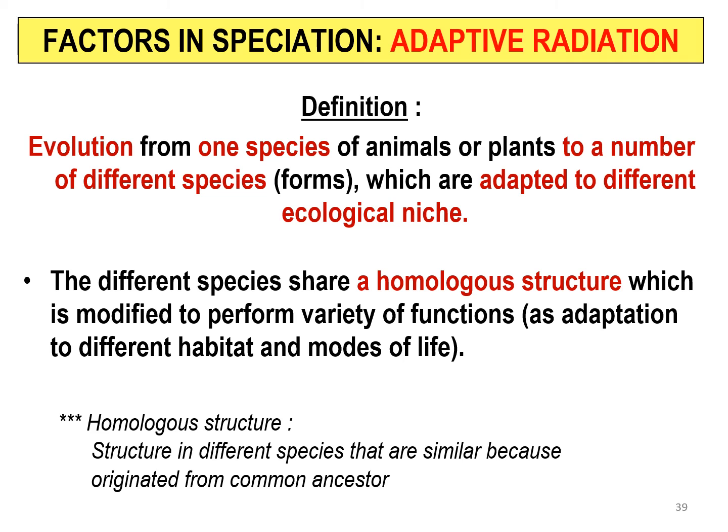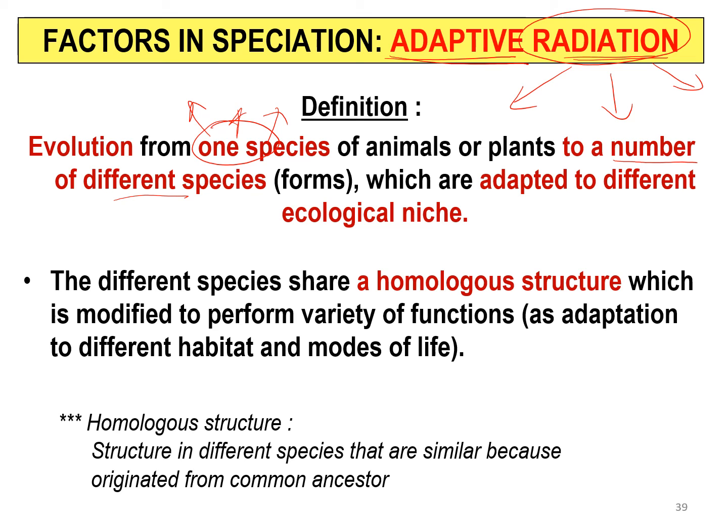Another process that leads to speciation is adaptive radiation. Adaptive is a process of adaptation due to the change in the environment. Jadi radiation ni adalah penyebaran kan, dia macam radiate. So what radiates is an evolution from one species of animals or plants to a few different species. Daripada satu radiate menjadi lebih daripada satu, mungkin 3, 4, 5, 6, 7. So that is what we call radiation. Radiation maknanya spesies tu satu menjadi lebih daripada satu spesies.